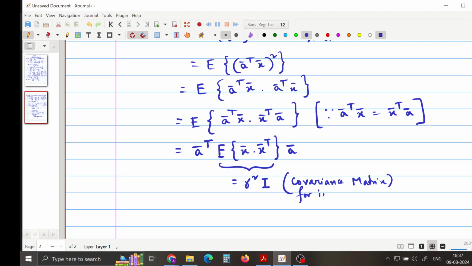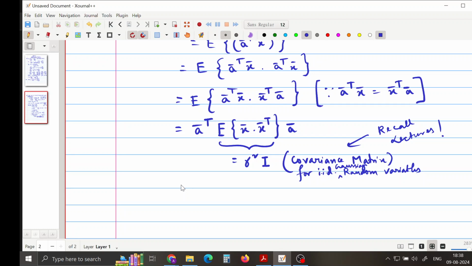This holds for IID Gaussian random variables, I should say. We have seen this in the lecture, so just recall the lectures. So this is sigma squared times identity. Basically you get a diagonal matrix, right? All the off diagonal elements are 0, and along the principal diagonal you have sigma squared as the entries. Sigma squared is the variance of all the Gaussian random variables, right?